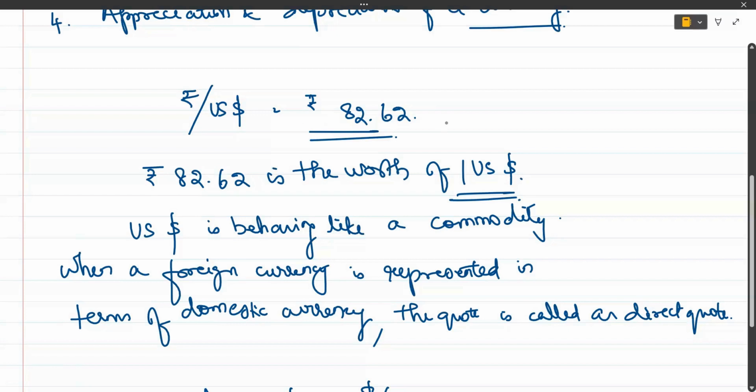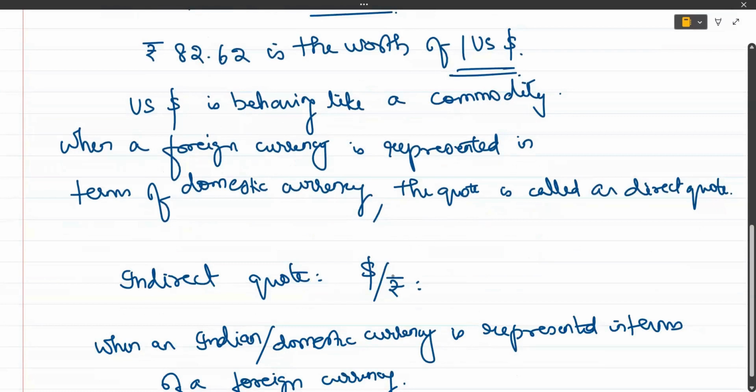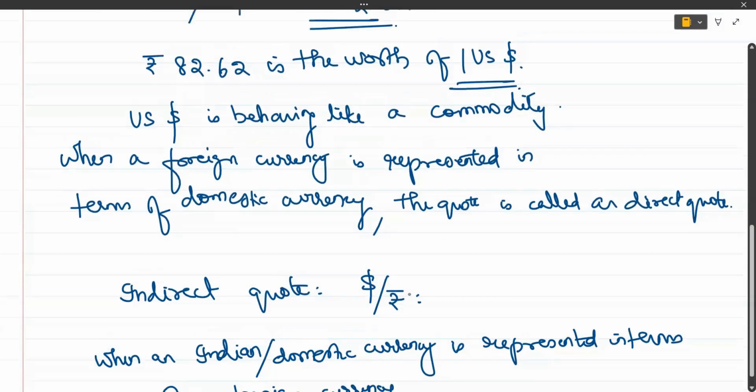Instead, if you go to the bank and say, I have 1 rupee with me, for that 1 rupee, how many dollars will you give? If the question is not like what is the rate of $1, but the reverse, I have 1 rupee, how many dollars will you give? Such a quote is called an indirect quote.